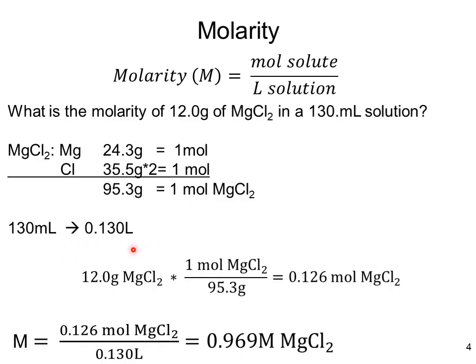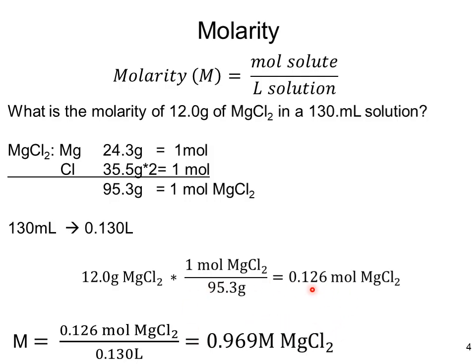12 grams of magnesium chloride divided by 95.3 grams per mole gives us 0.126 moles of magnesium chloride, 3 sig figs. So now we can just put the moles of magnesium chloride over the liters of solution. That gives us 0.969 molar magnesium chloride.